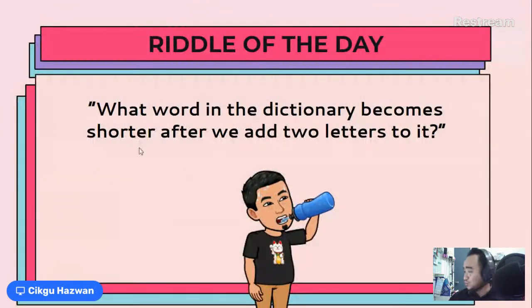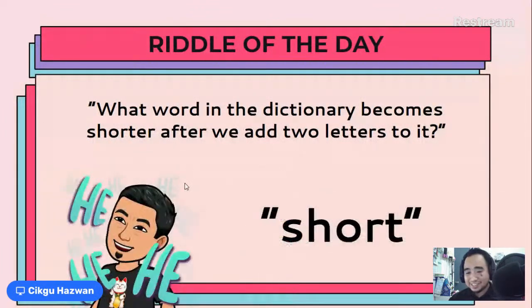Okay, thank you to those who have responded. The riddle of the day just now: the word becomes shorter after we add two letters to it. The answer is short. Kalau smaller, dia jadi kecil. But now just want to talk about shorter, deeper. Okay, good. That is the comparative adjective actually.